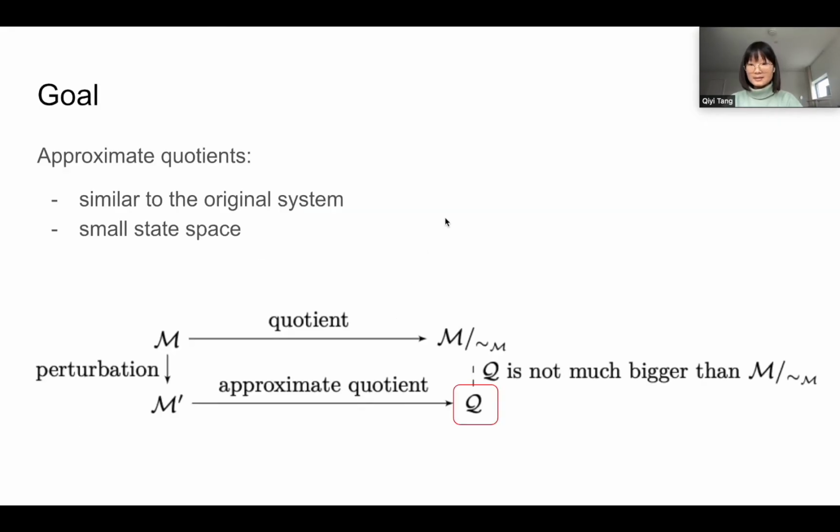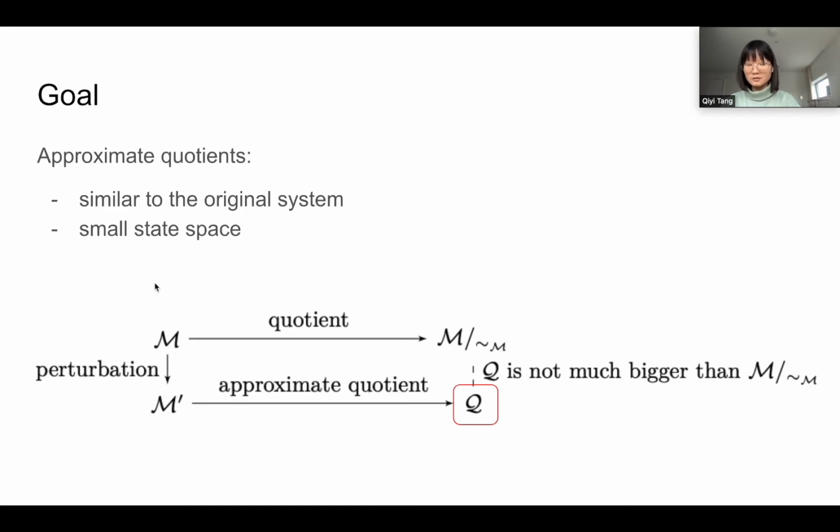In practice, sometimes we are given LMCs whose transition probabilities are not known exactly, or are perturbed, or can only be obtained by, for example, sampling, but we still would like to compute approximate quotients such that they are similar to the original system and have a small state space.